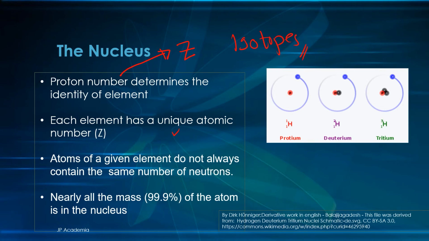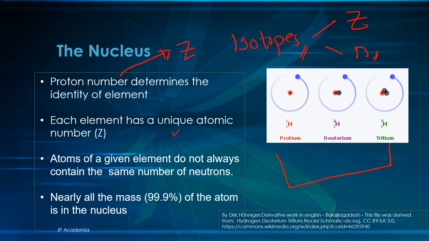And your isotopes are variants of a particular chemical element which differ in neutron number and consequently in nucleon number. All isotopes of a given element have the same number of protons, of course, because we're talking about the same element, but different numbers of neutrons. So in this figure, we have the isotopes for your hydrogen. So we have your H1, your H2, and your H3.